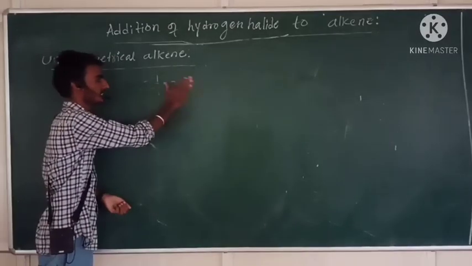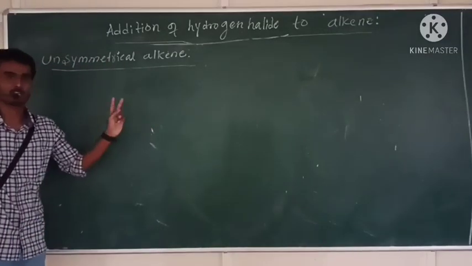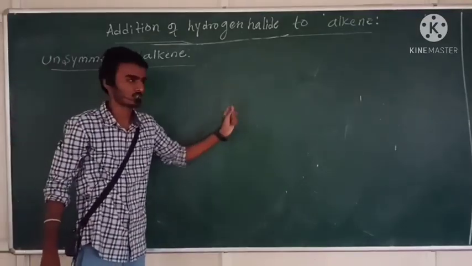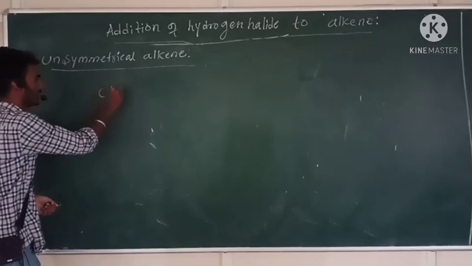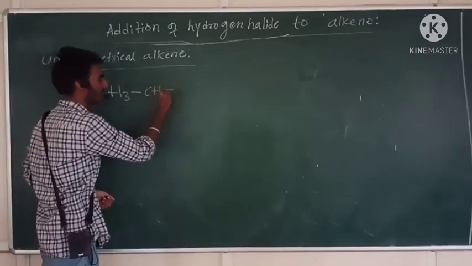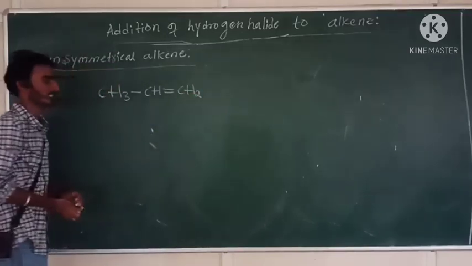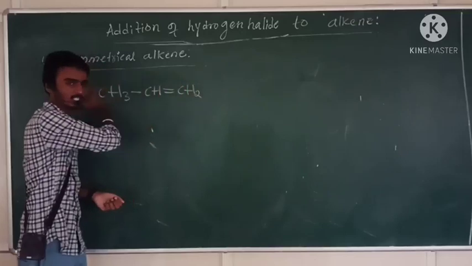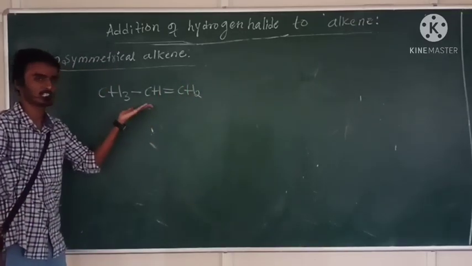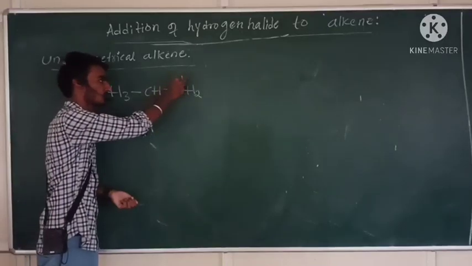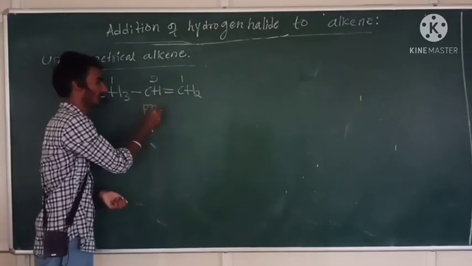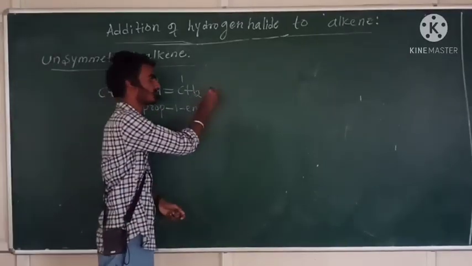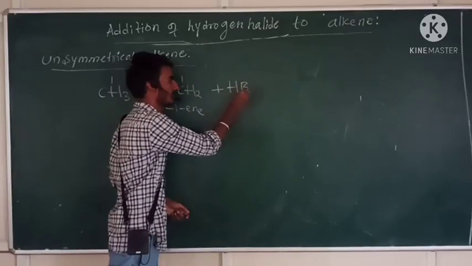In unsymmetrical alkenes there are two types of reactions. The first one is Markovnikov addition, the second one is anti-Markovnikov addition. First, an unsymmetrical alkene, that is propene, is considered an unsymmetrical alkene, because when cut, this part is different and this part is different. Therefore it is an unsymmetrical alkene, that is prop-1-ene, because numbering is closest to the double bond. It reacts with hydrogen halide, that is HBr.